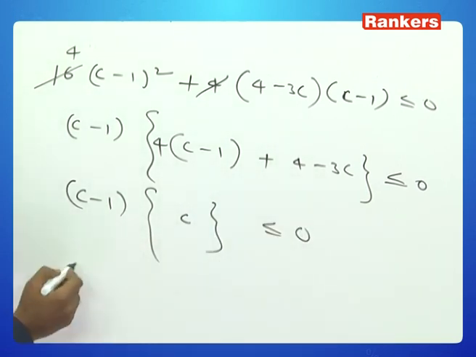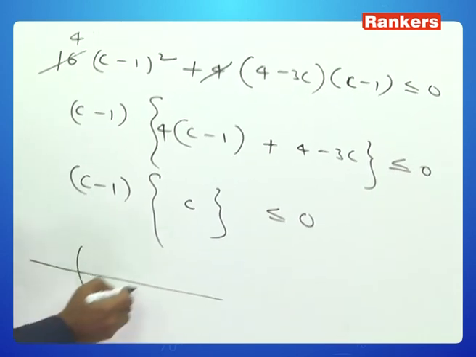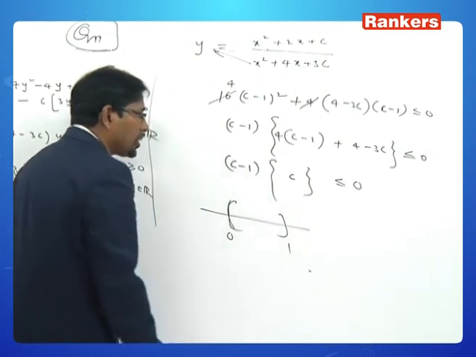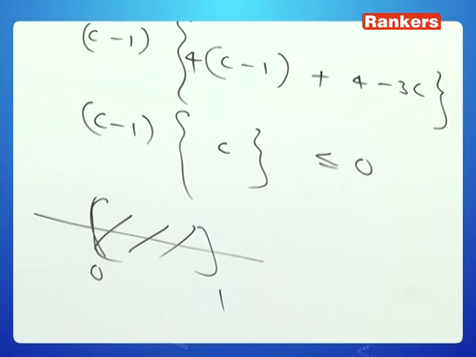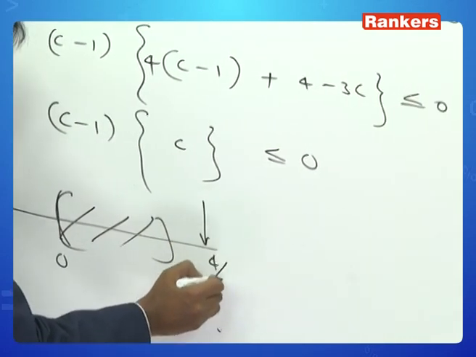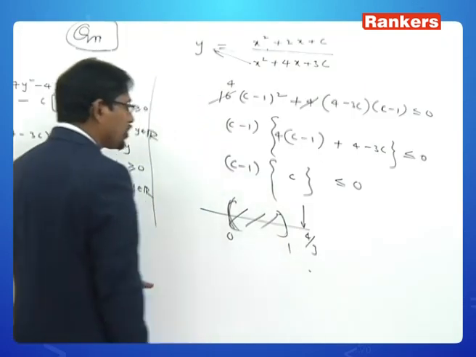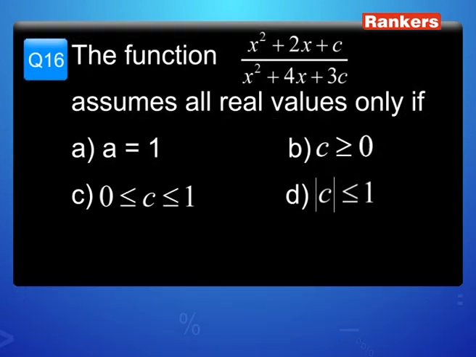So c into c minus 1 less than or equal to 0 means that c should lie between 0 and 1. But then you also have said c should be less than 4 by 3. What is the common region? c should lie between 0 and 1 there. So the right option is answer C. Let's move on to the next question here.